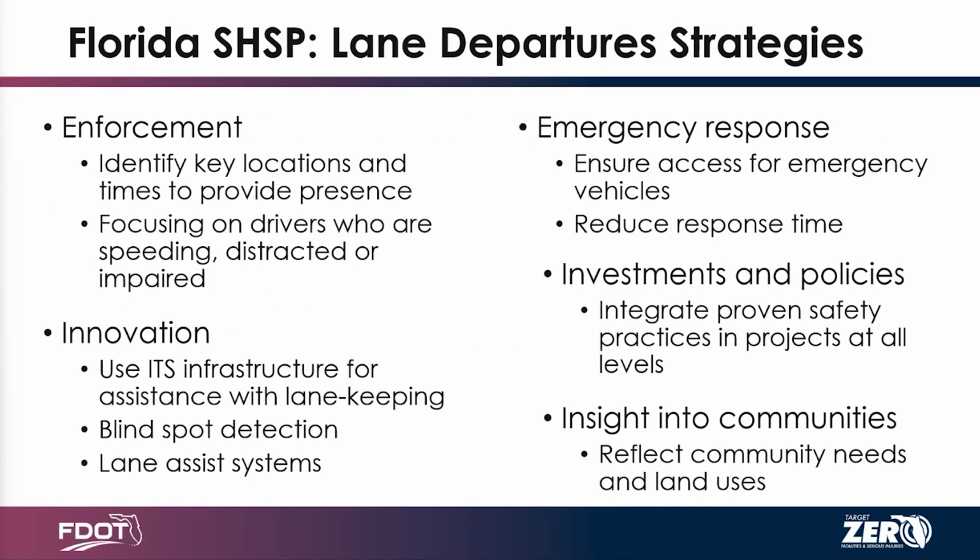From an enforcement perspective, we want to identify key locations and times to provide presence on the roads and focus on drivers who are speeding, distracted, or impaired. From an innovations perspective, we want to focus on ITS infrastructure to assist with lane keeping. You've heard about blind spot detection, lane assist systems, and so on. For emergency response, we want to keep access for emergency vehicles. We want to reduce response times.